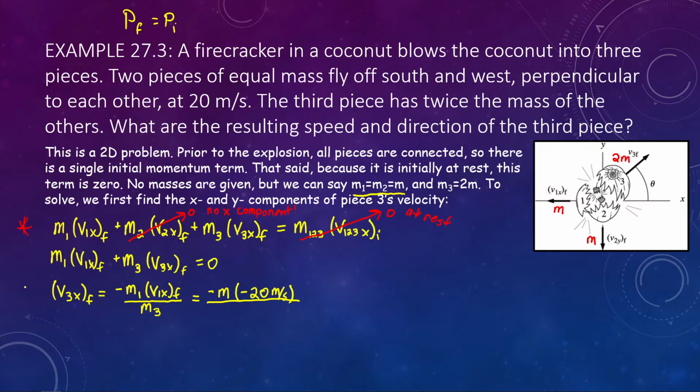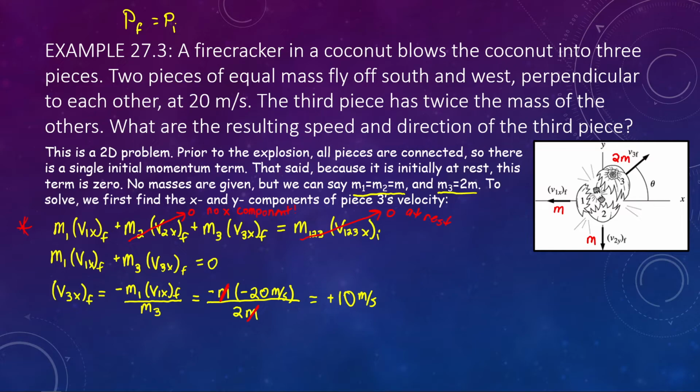So we add a negative 20 there, and then mass 3 is 2 times the mass of the others. So we don't know how big each individual mass is, but we do know that one is m and the other is 2m. M's cancel out. We don't even need to know what the masses are. They cancel out. This leaves behind negative 20 divided by 2. Negative 20 times a negative sign, so positive 20 divided by 2, or 10 meters per second.